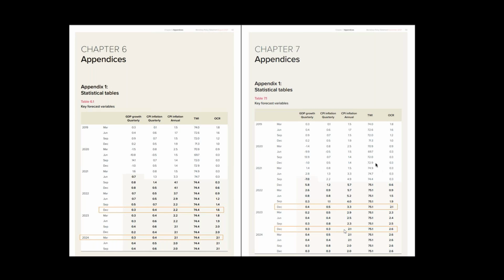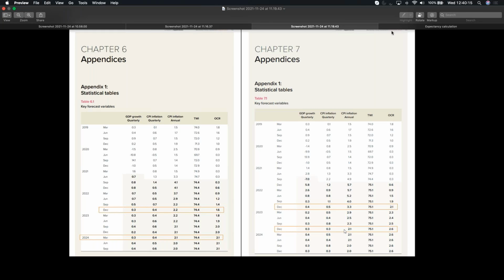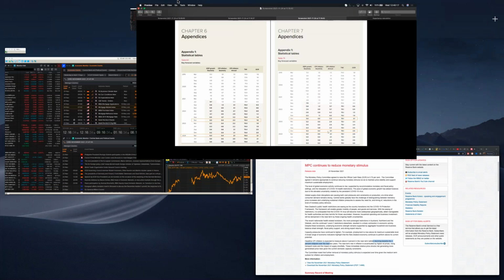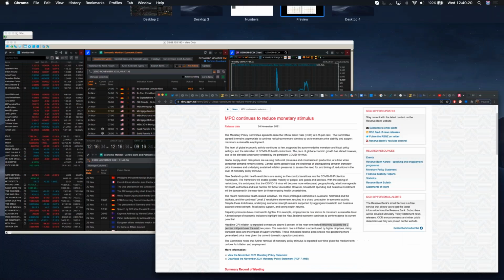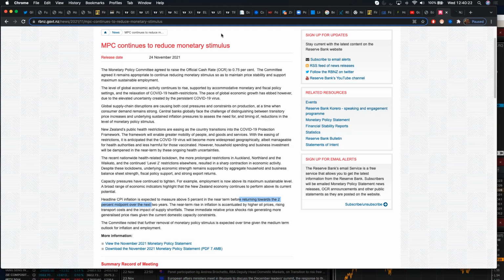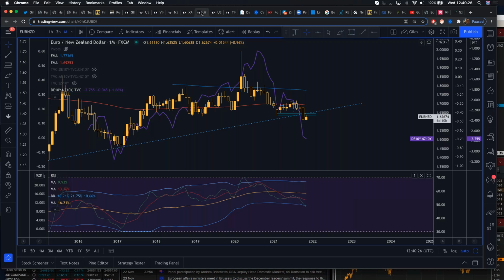So when you stop and think about it like this, well, growth is revised higher, inflation is revised higher, employment revised higher, official cash rate revised higher. The medium-term outlook for New Zealand dollar strength really does remain very firmly in place. So the medium-term outlook for the New Zealand dollar remains strong.